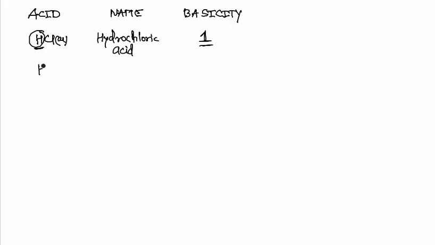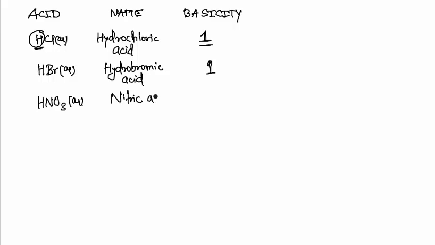Like HBr, hydrobromic acid. Again its basicity is 1. One more, HNO3, nitric acid. Again its basicity is 1. But there are a few examples, like CH3CO2H. It looks like the basicity is 4, but actually these H are not acidic. Only one H is acidic. Why? You will see all these things in higher classes. It's quite conceptual, but right now just learn it.